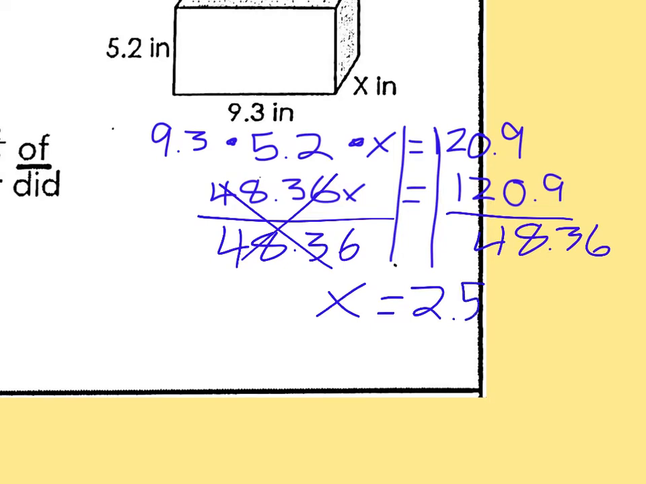2.5, or 2 5/10, depends on how you want to say it. So put a box around it. Now, if we plug that in, let's see what happens. 9.3 times 5.2 times 2.5, and if we hit enter here, it should equal 120.9, and it does, so we know we have the correct answer on that one.